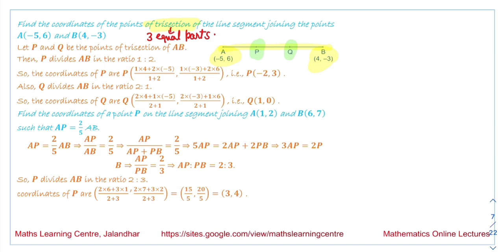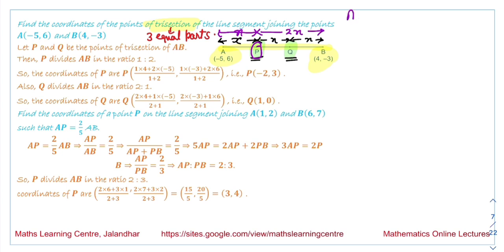So it means we have a point P and we have a point Q, such that all these 3 lengths are equal. If this length A to P is x, then this length from P to Q is x and this length from Q to B is x. All these lengths are equal. So we have to find the coordinates of the points P and Q. So if we look at this point P, this portion is x and this portion is 2x.